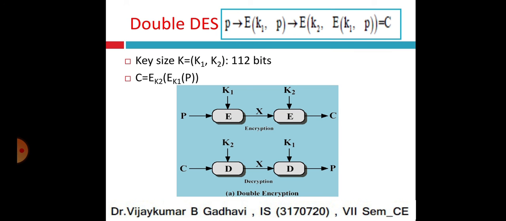For double DES, key size is 112 bits. Equation same as above, and the double encryption figure. Here we are saying two keys are used, K1 and K2, then the encryption process is applied and we get output C, from plain text to ciphertext and ciphertext to plain text. This is all about the basic idea of double encryption.